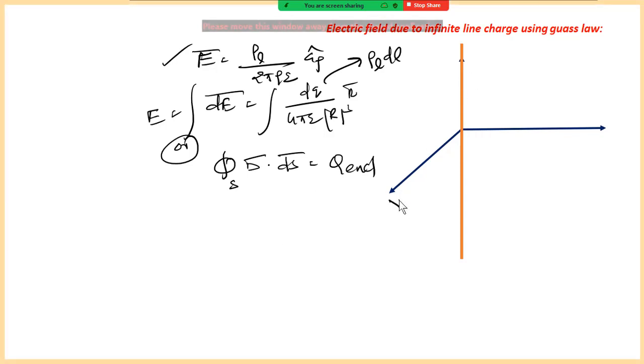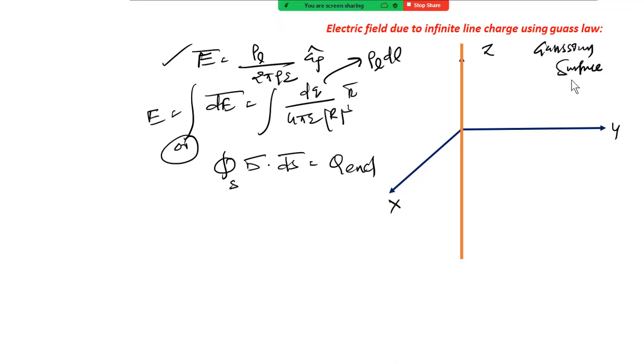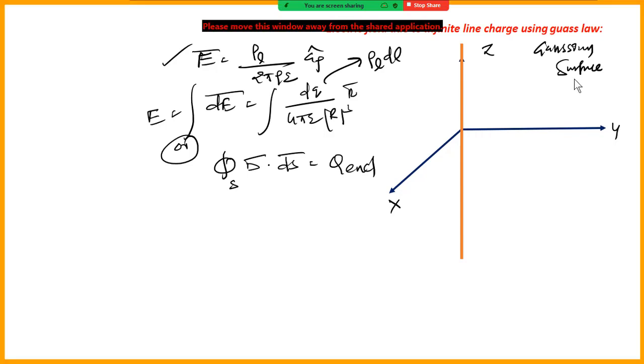You see, this is the x-axis, y-axis, z-axis; same situation we have taken. To apply this Gauss law, first we have to consider the Gaussian surface. What type of Gaussian surface can we take? Is it a sphere, a cylinder, a rectangular box? What do we have to take? We have to take it according to the symmetry condition.